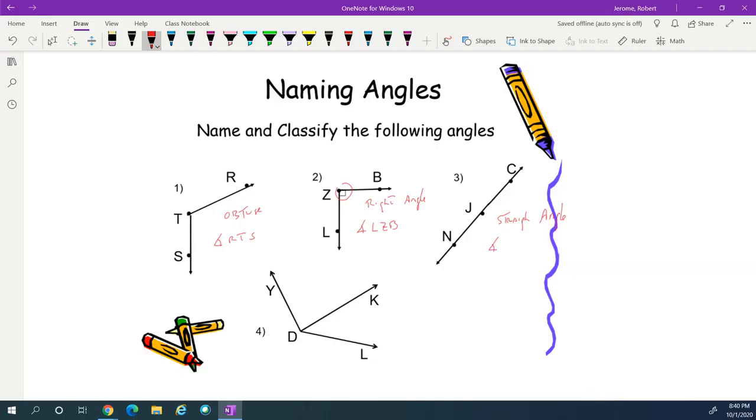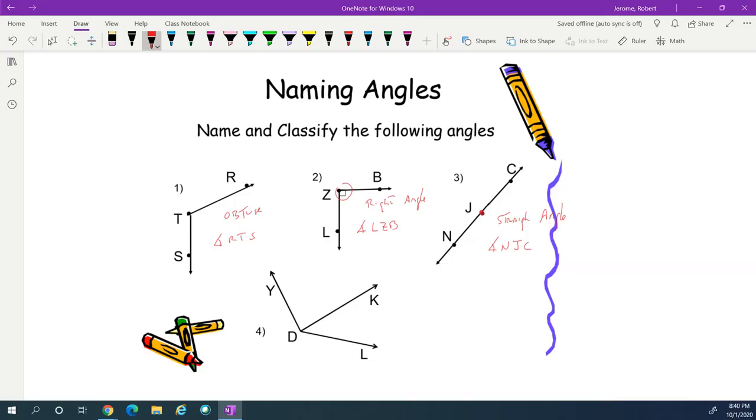And again, if we think of J as the vertex, the hinge, I might call this NJC. So angle NJC. Again, I could reverse that. Angle CJN.